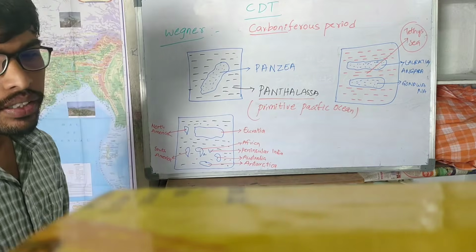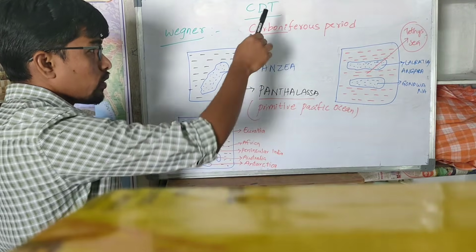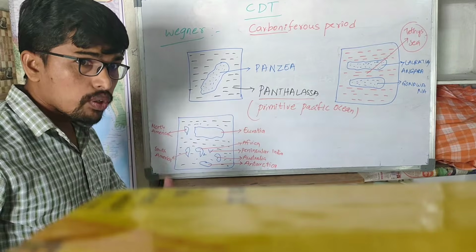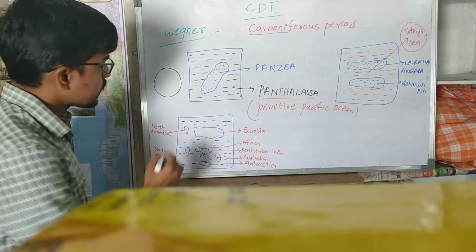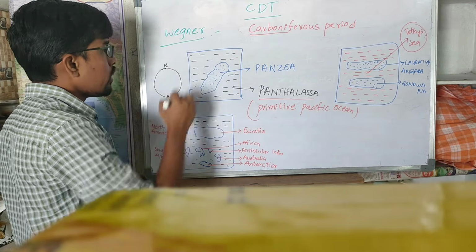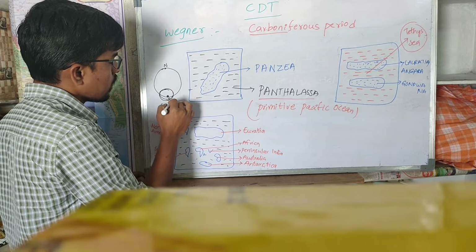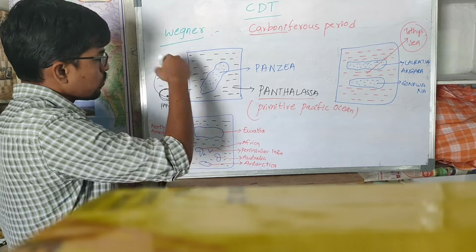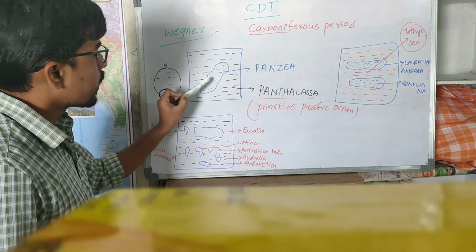So, according to Wegener, before the Carboniferous there was a huge landmass located at the south pole of the Earth. During the Carboniferous time, the total Pangea landmass was present here, and this was the super ocean. During the Carboniferous time, the breaking started.